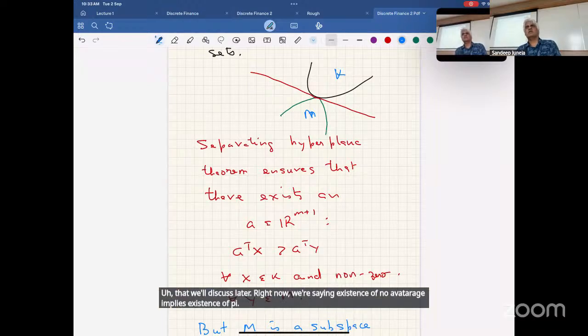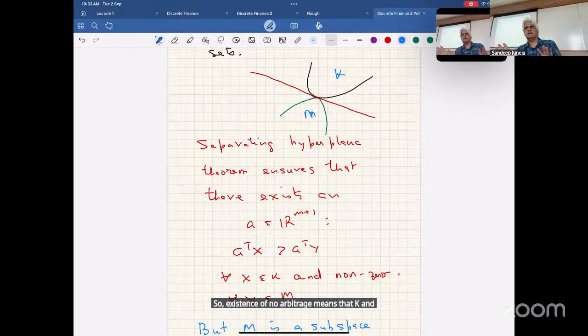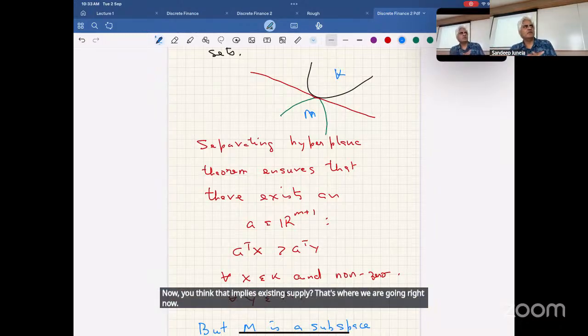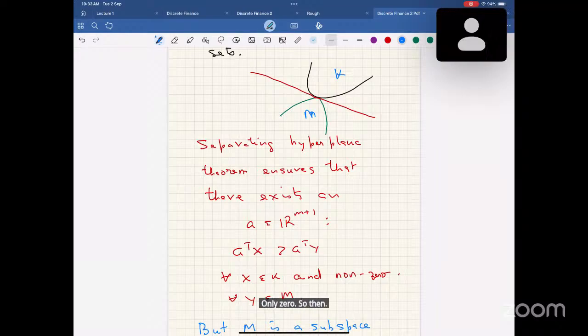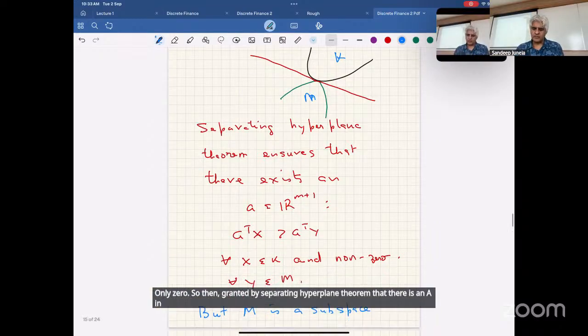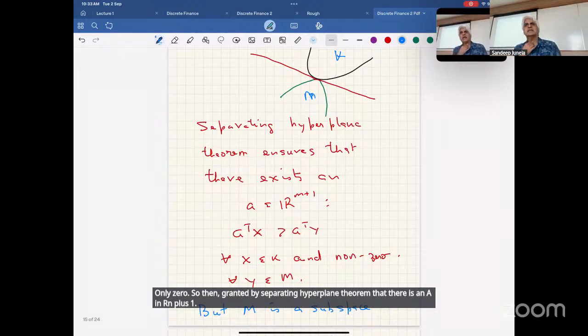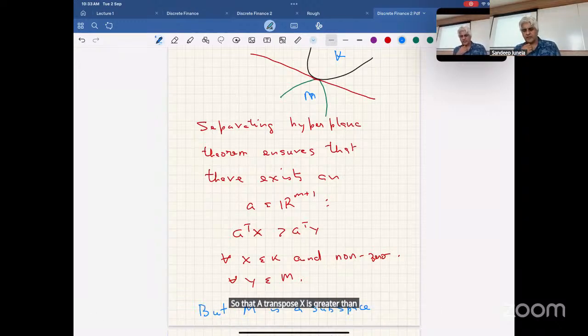So no arbitrage means that K and M are disjoint, except for 0. Now we're saying that implies existence of pi. That's where we are going right now. It's good to be very clear on this. K and M don't have anything in common, that's what we assumed, only 0. So then we are guaranteed by the separating hyperplane theorem that there is an a in R^(m+1) such that a transpose x is greater than a transpose y for all x in K nonzero and all y in M.